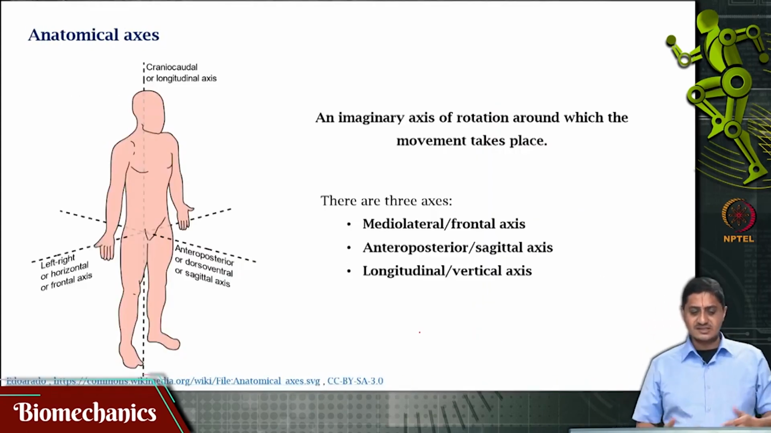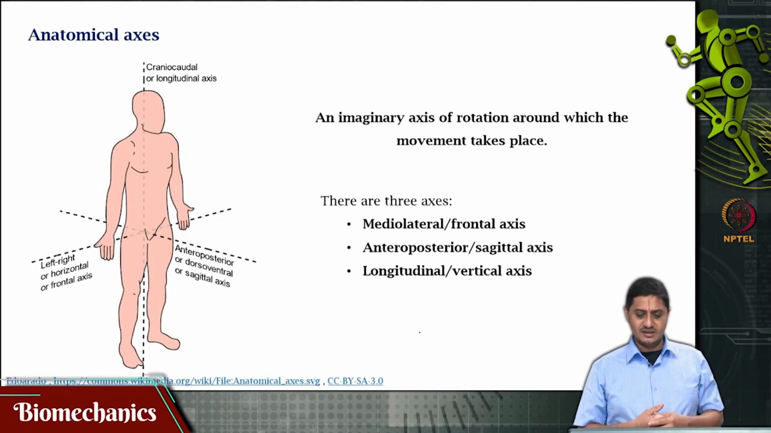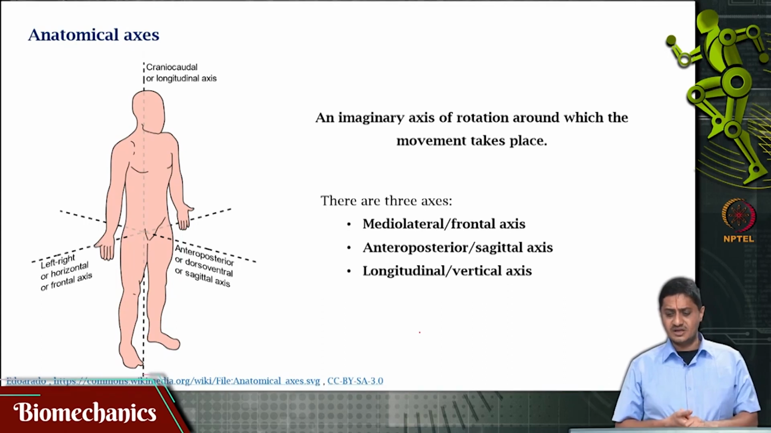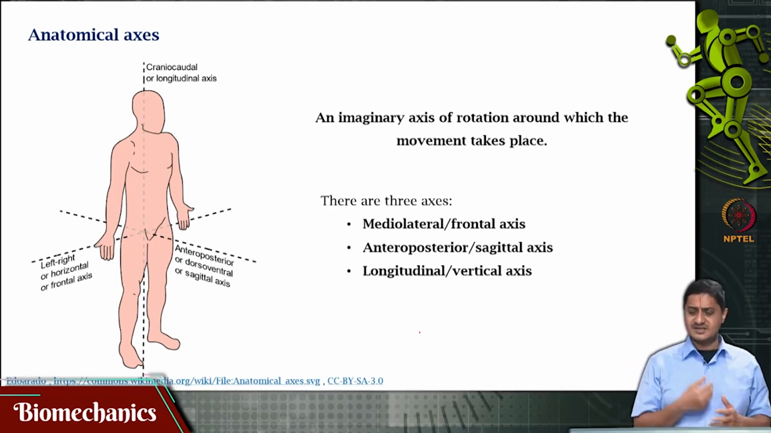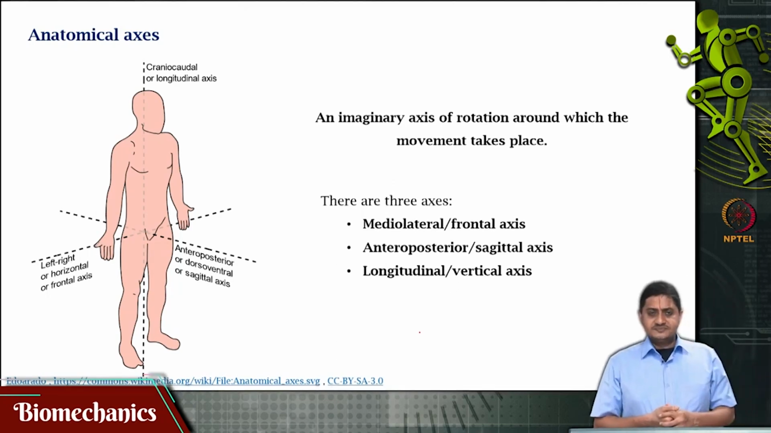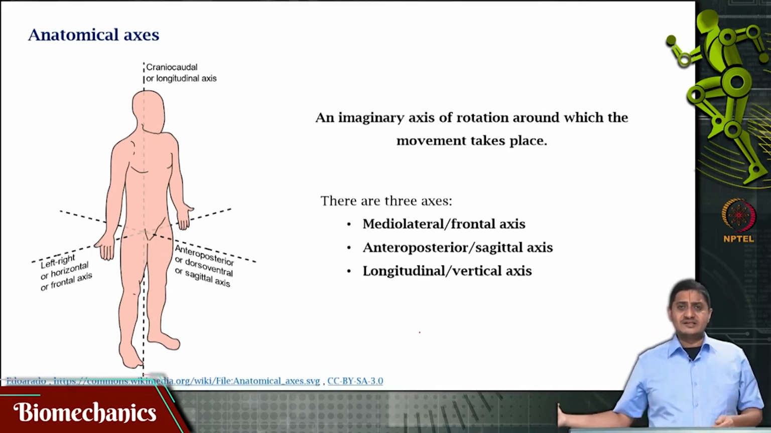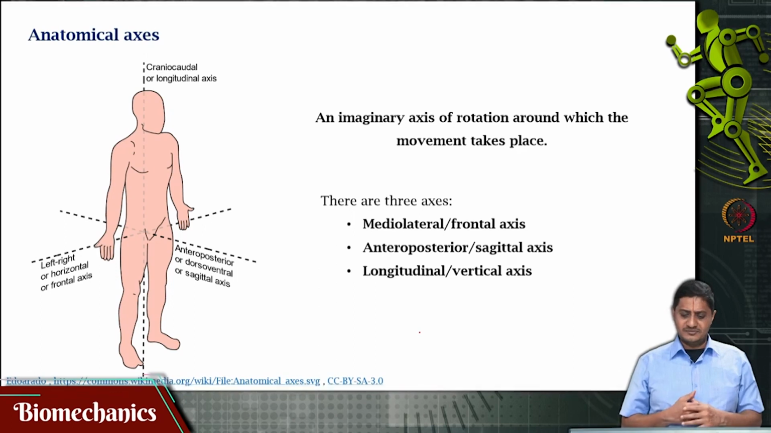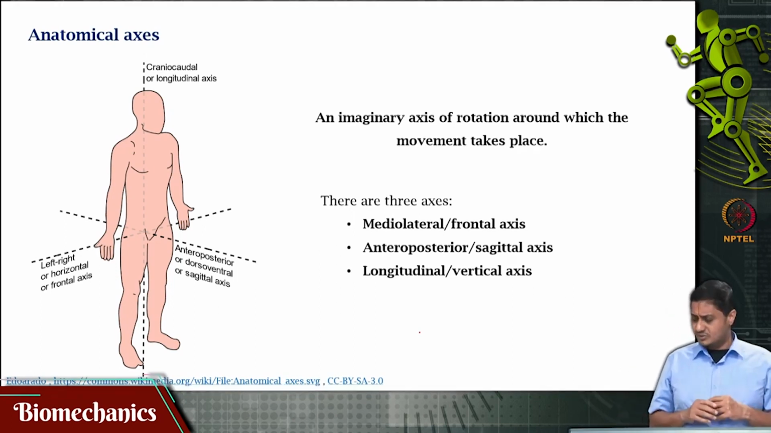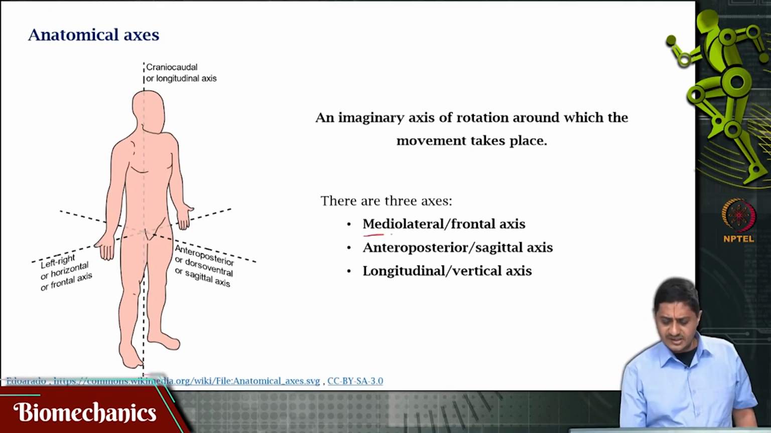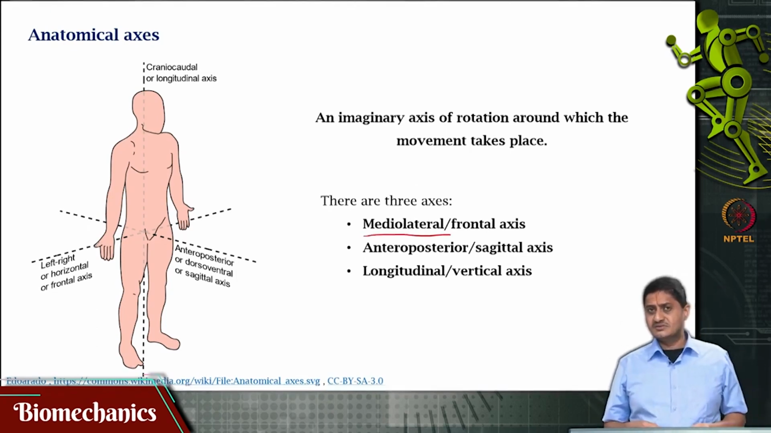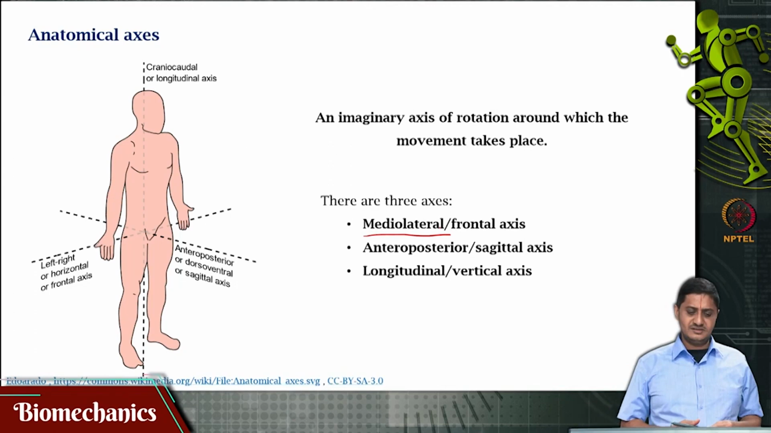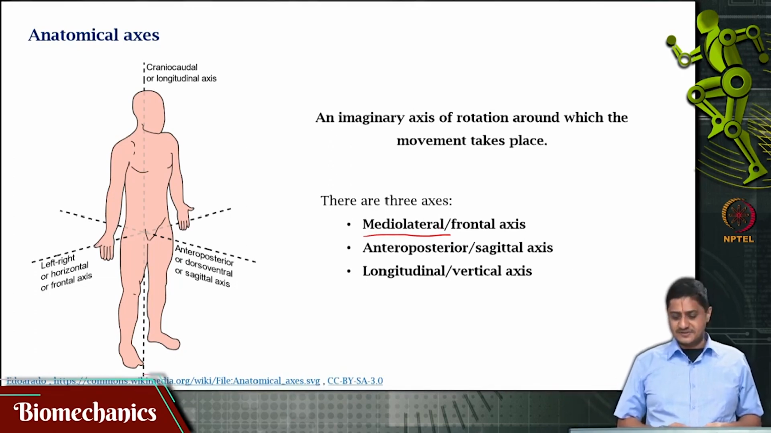So, let us look at the axes with a bit more detail. What is an axis? These are imaginary axes of rotation around which a movement takes place. There are three axes. One is the mediolateral axis, or the axis in the frontal plane, or the frontal axis. To avoid ambiguity, it is called the mediolateral axis. That is, it goes from the middle of the body to the side of the body, or the left right axis.